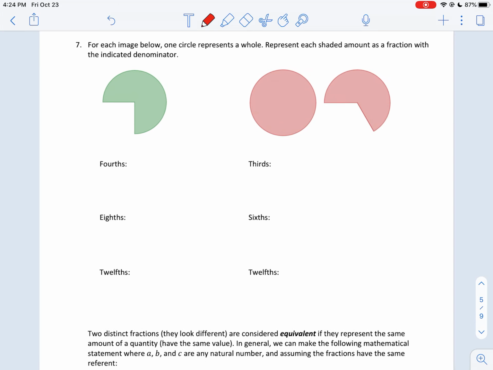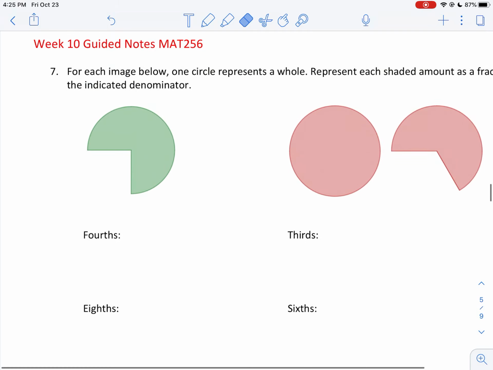Okay, let's go to next question, number 7. For each image below, one circle represents a whole. Okay, so that's important to specify because this is like the serving. It's possible to look at this Pac-Man green shape and think of that as the whole, but the whole is actually the entire circle. Okay. One circle represents a whole. Represent each shaded amount as a fraction with the indicated denominator. Okay, so how many fourths is this green thing?